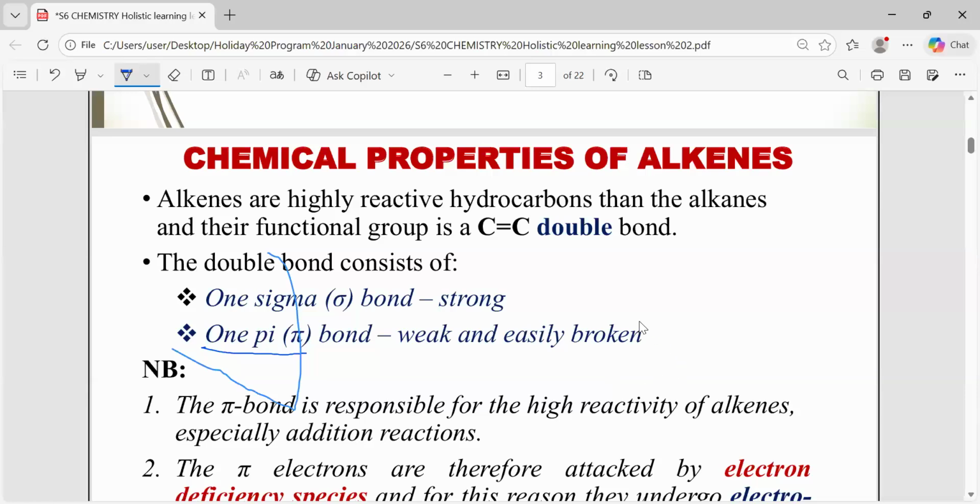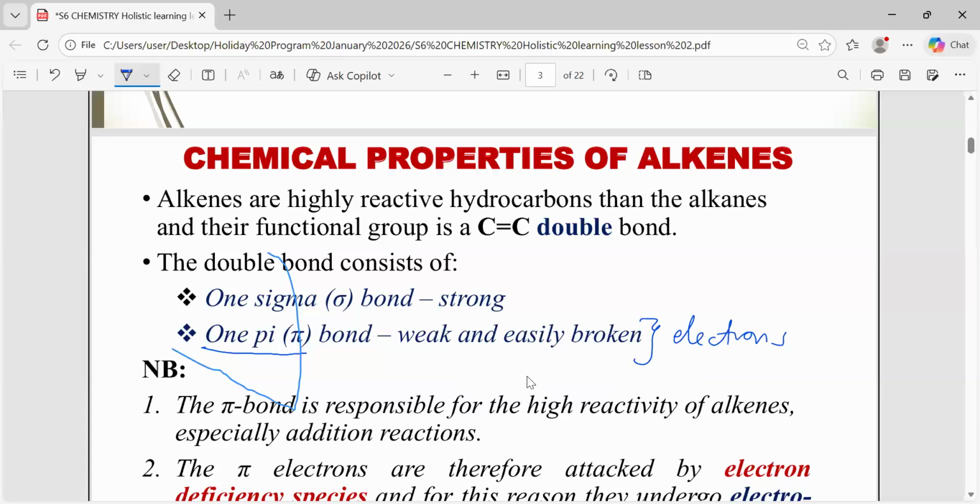So these pi electrons can easily attack the electron deficient species, making the reaction easier than the one in the alkanes. Gilbert, your name is Gilbert. Yes, sir. Okay, thank you very much.